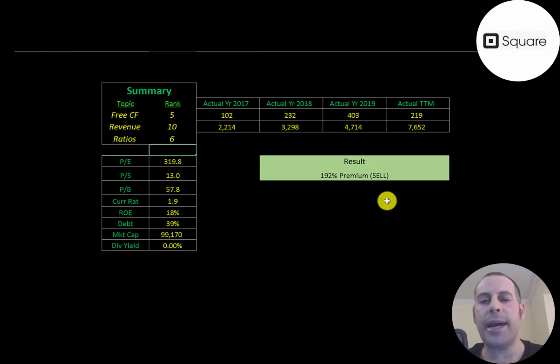So to summarize, I have them trading at a significant premium. I rank their free cash flow as 5 out of 10. They're pretty low and they're not really growing too much. I rank their revenue 10 out of 10 because it grows so much each year. And I rank their ratio 6 out of 10. They don't have good price multiples, but their other ratios are pretty good. So this is a good long-term investment. This company, I don't think is going anywhere. They have a really great business model, and they're really well positioned to be the number one player in this market.